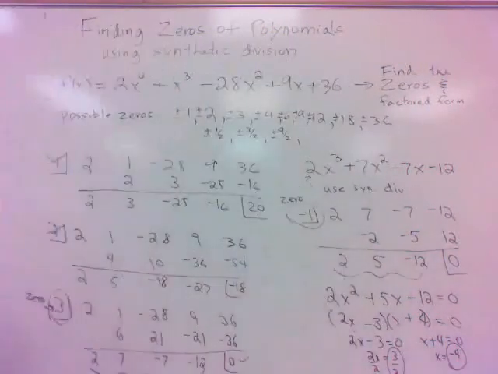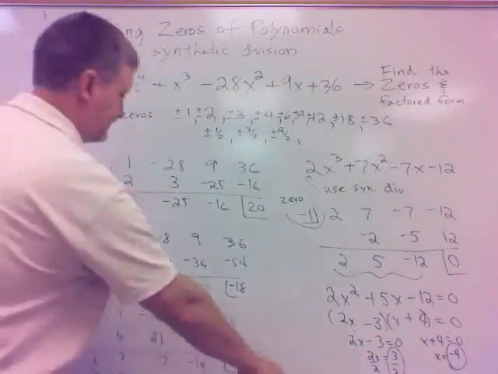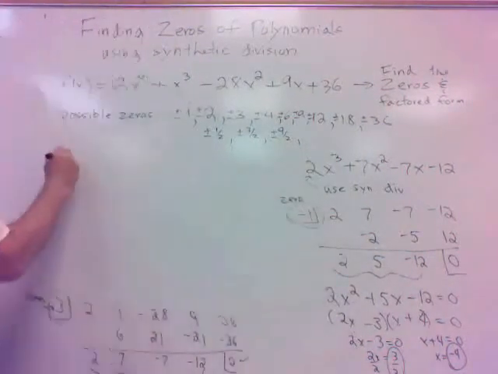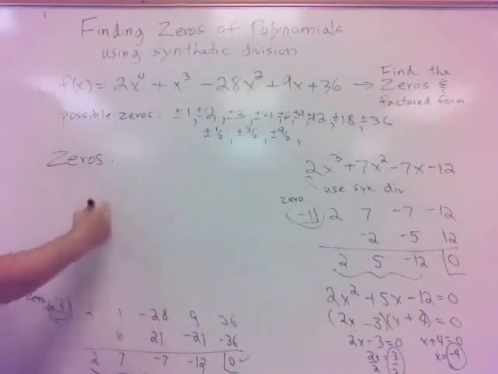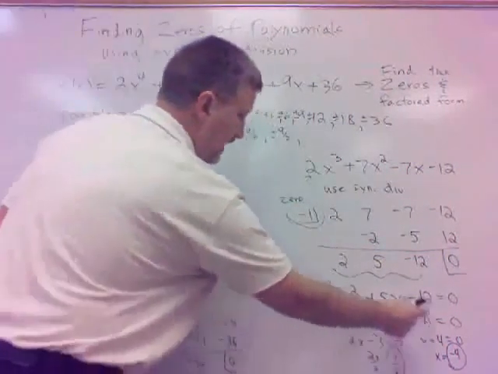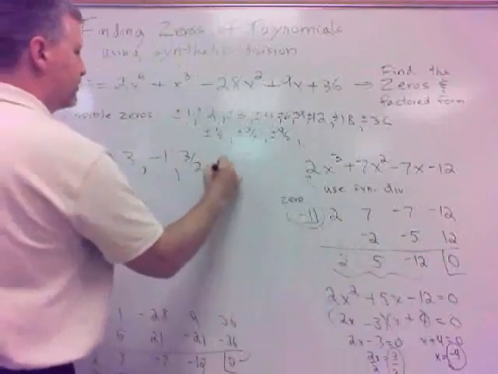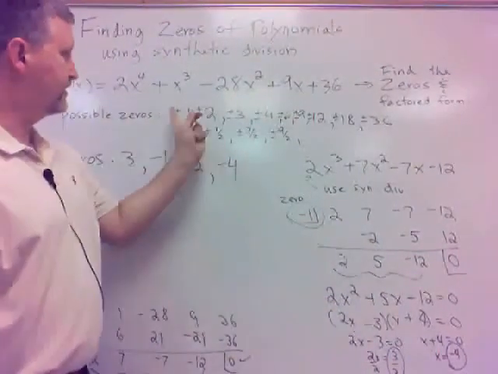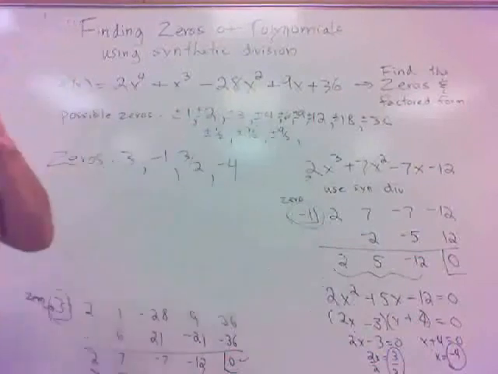So all told, what are my zeros? Well, I found 3, negative 1, 3 halves, and negative 4. Are those all on the list? 3 is, negative 1 is, 3 halves is, negative 4 is. Yeah, so that was a good list there.